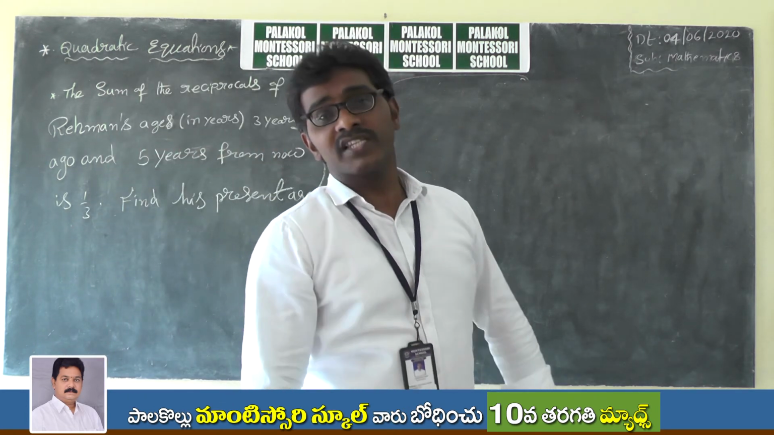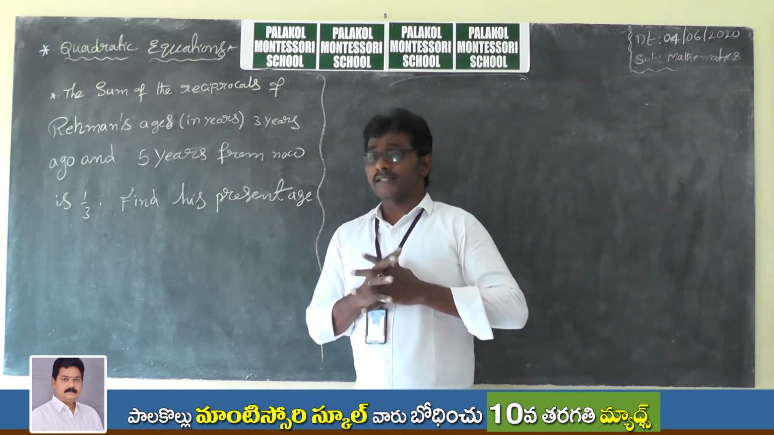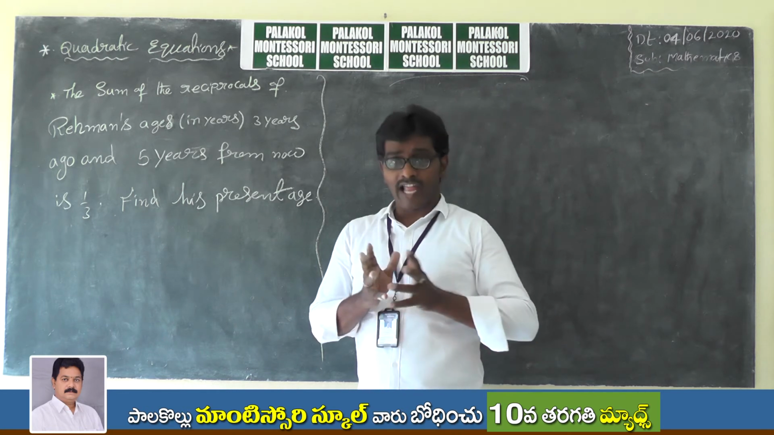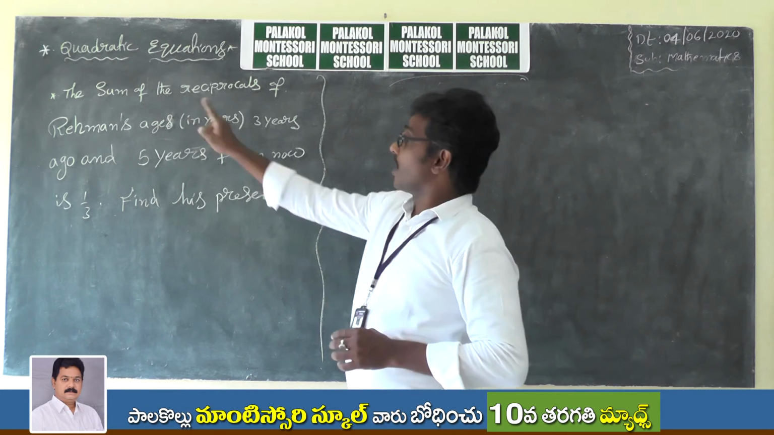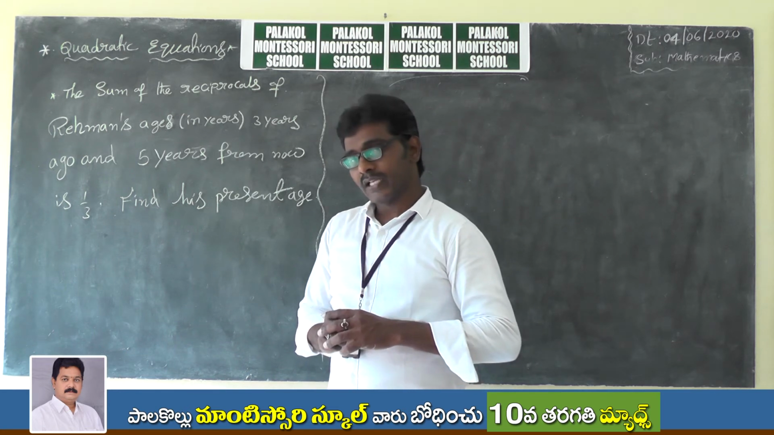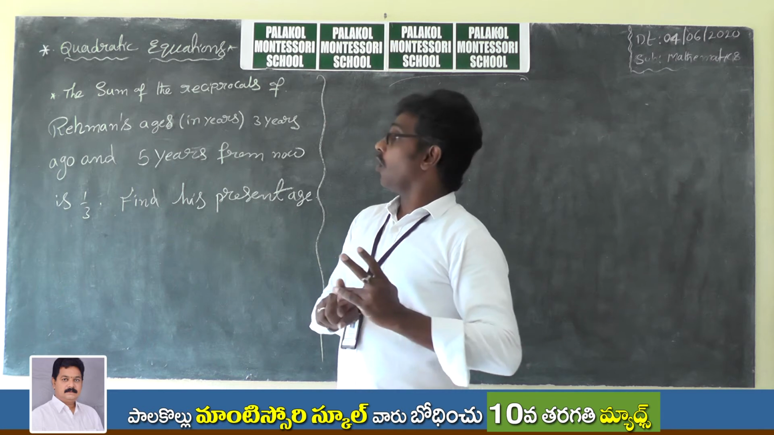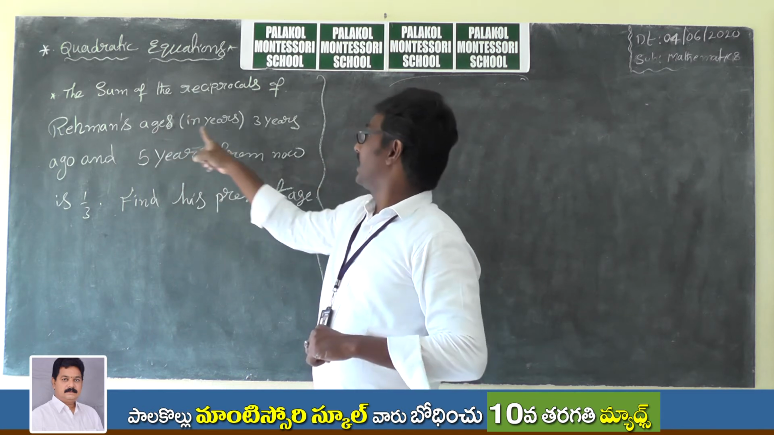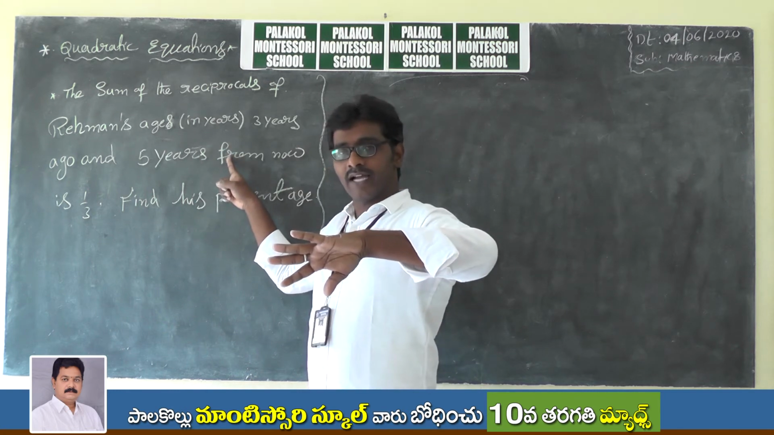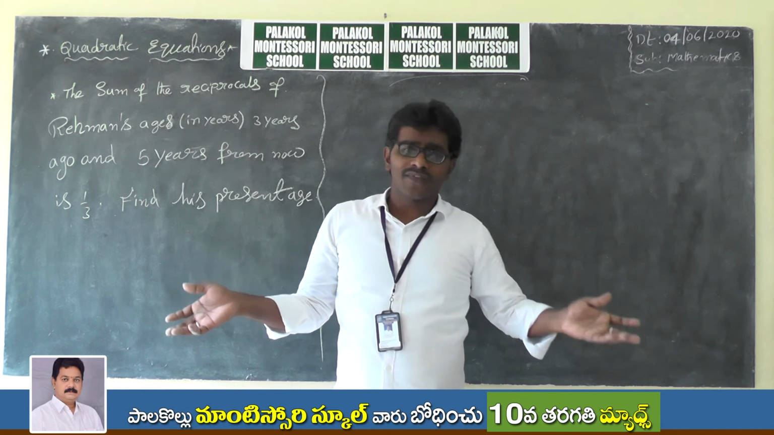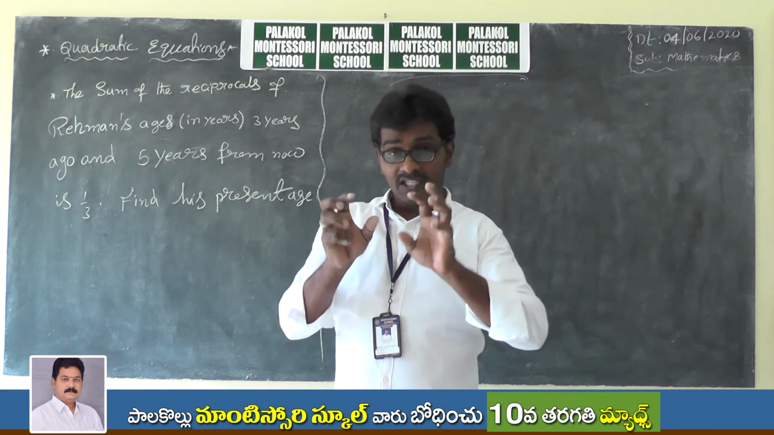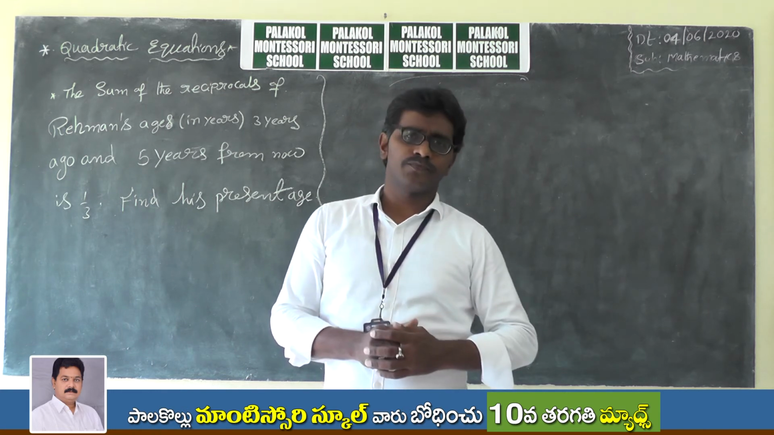Okay, guys, first read the sum carefully. The sum of the reciprocals of Rahman's age 3 years ago and 5 years later. Here two operations are there. What is the present age of Rahman? I don't know. That's when you take it as x.